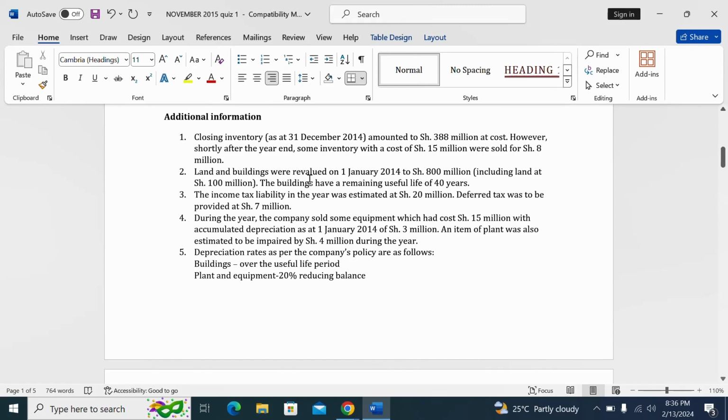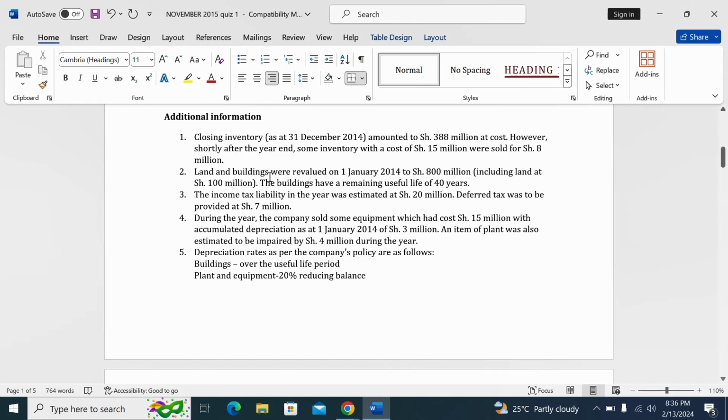Land and buildings were revalued on 1st January 2014 to shillings 800 million, including land at shillings 100 million. The buildings have a remaining useful life of 40 years. Therefore, what is being tested in this question is your understanding of revaluation and how you calculate the depreciation.